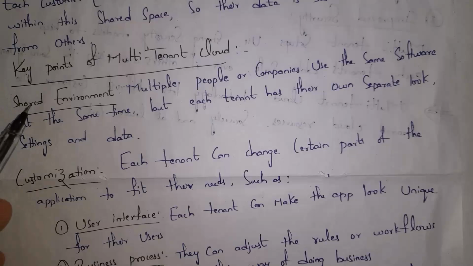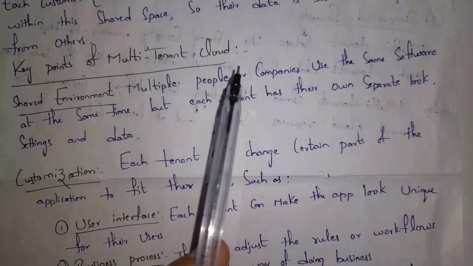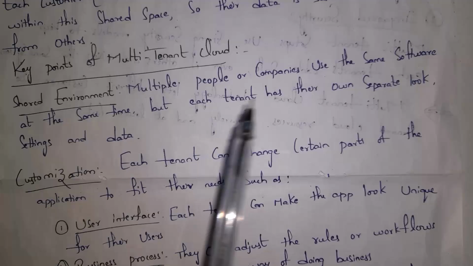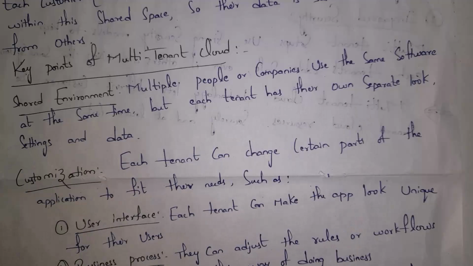Guys, these are key points of multi-tenant cloud. And the first one is shared environment. Multiple people or company use the same software at the same time, but each customer has their own separate look, settings and data. As many people will use same software at a time in cloud, but all are independent. For example, if you change any settings in that software, that settings are applicable only for you. That settings will not apply for remaining customers. Similarly, if you store data in the software, the data is available only for you. Remaining customers cannot see your data.